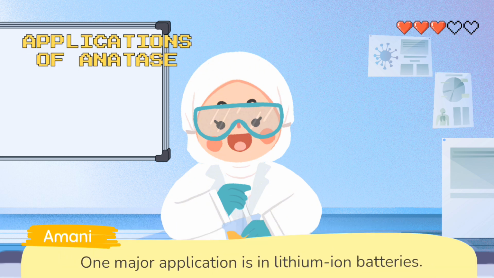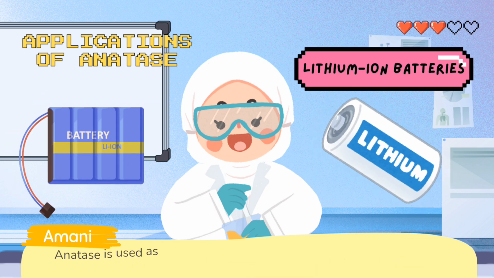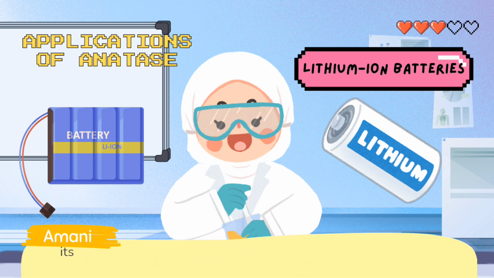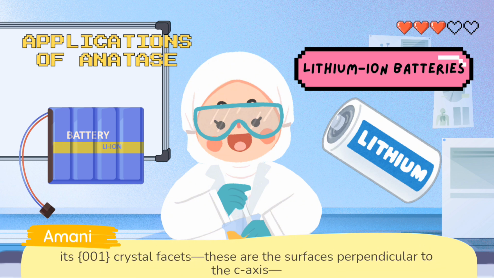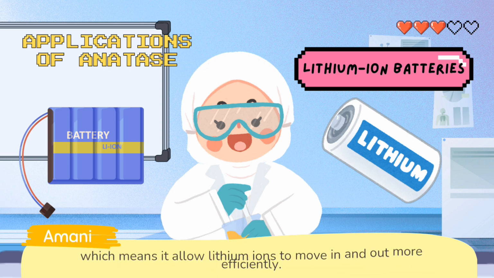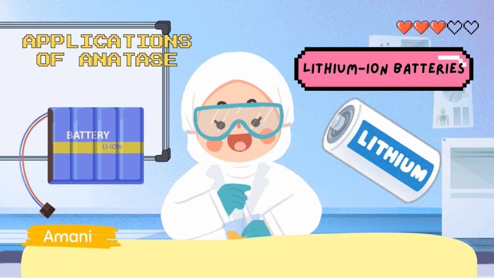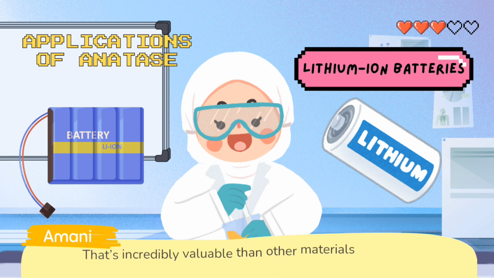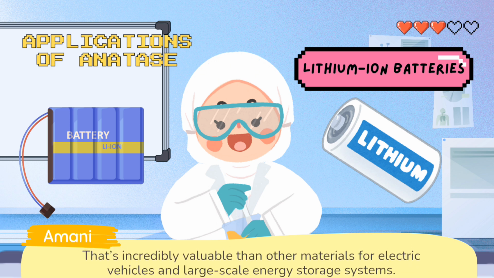One major application is in lithium-ion batteries. Anatase is used as an electrode material because it's low-cost, stable, abundant, and non-toxic. But there's more. Its 001 crystal facets, these are the surfaces perpendicular to the C-axis, favor faster lithium-ion insertion or extraction, which means it allows lithium ions to move in and out more efficiently. This leads to better reversibility, higher storage capacity, and faster charge-discharge rates. That's incredibly valuable compared to other materials for electric vehicles and large-scale energy storage systems.